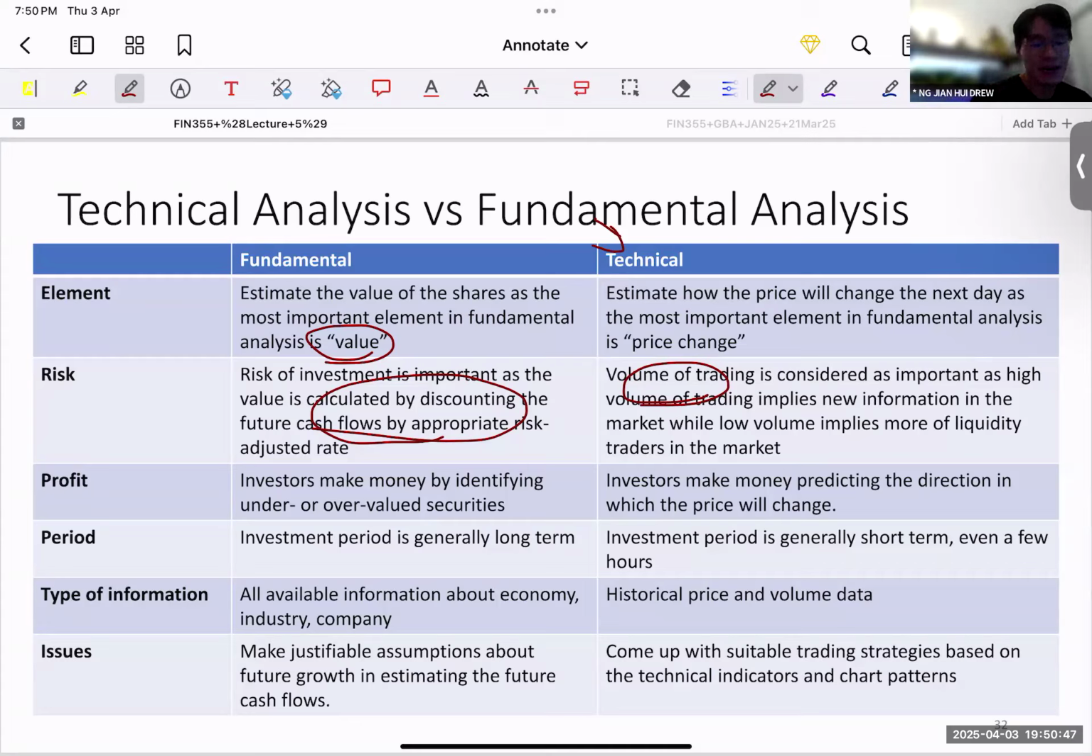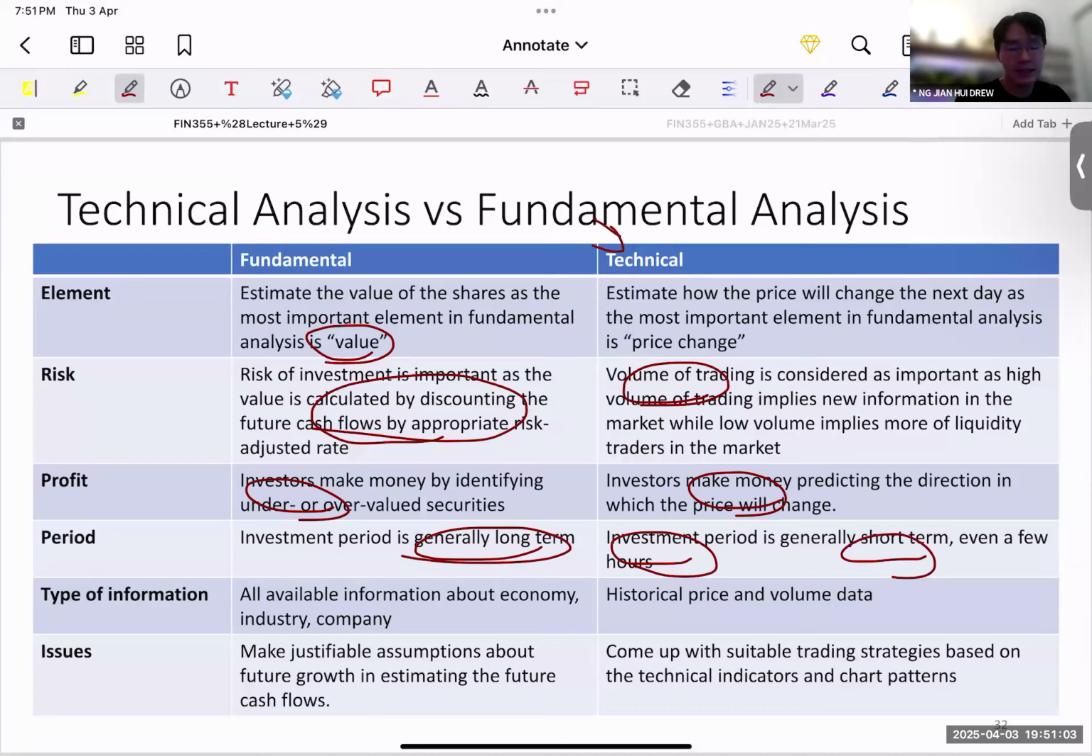For profit, investors make money based on the price changes. This is determining over and undervalued stock. The period is generally longer term. Like some of you say you're investing on a 5 years horizon, so chances are you're going to use fundamental analysis. Technical analysis can be as short as a few hours.